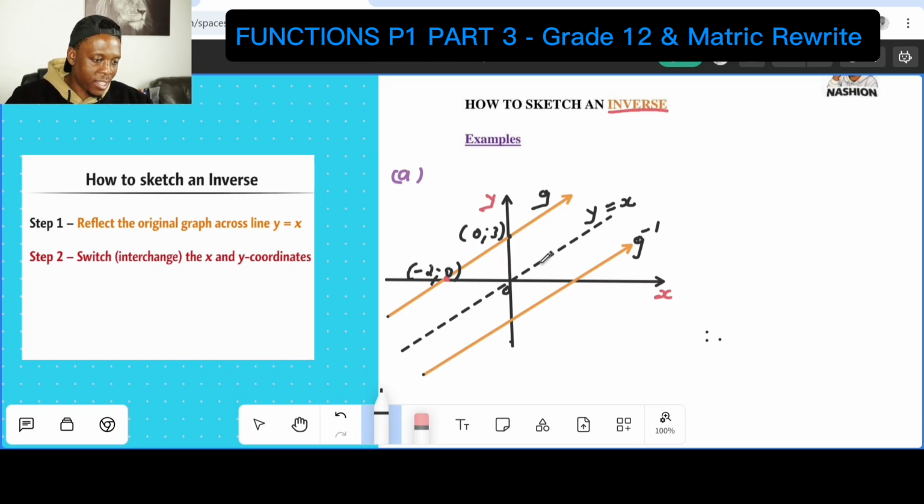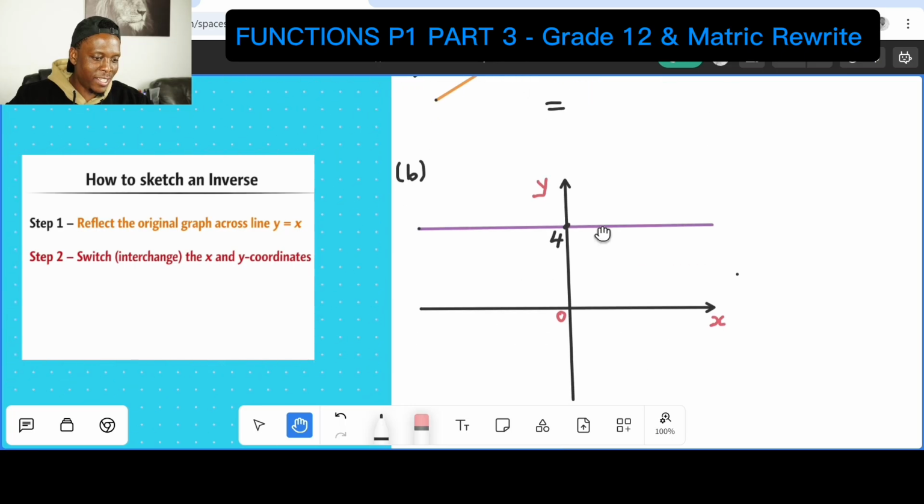What else? The coordinates will be switching. (0, 3) will become (3, 0). (-2, 0) will become (0, -2). Ladies and gents, this is the inverse of the original graph across line y = x. And checkmate. Next customer, please.